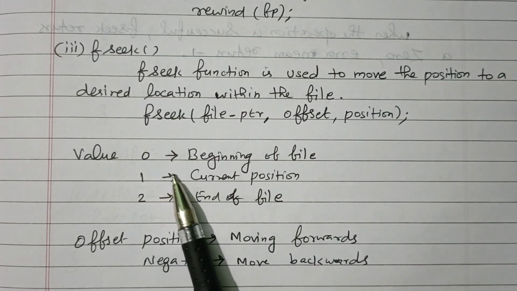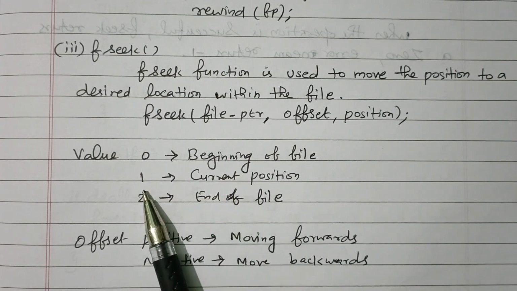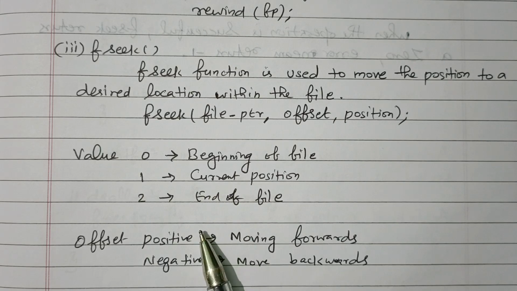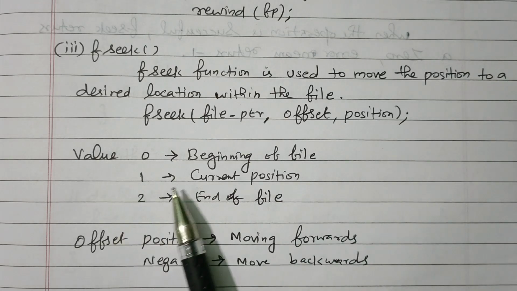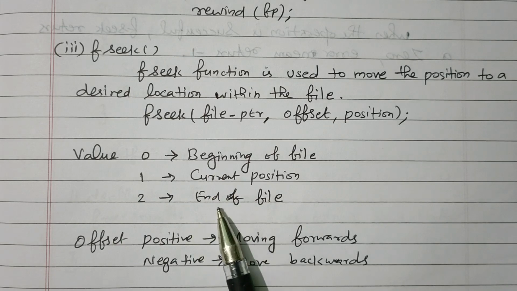For position, 0 means it will go to the beginning of the file. 1 means current position. 2 means end of file. What is the offset? Positive, moving forwards. Negative means moving backwards, right? So according to the desired location, we can go by using this. Offset gives moving forward or backward by using positive and negative. These values give either beginning of the file, end of the file, or current position.